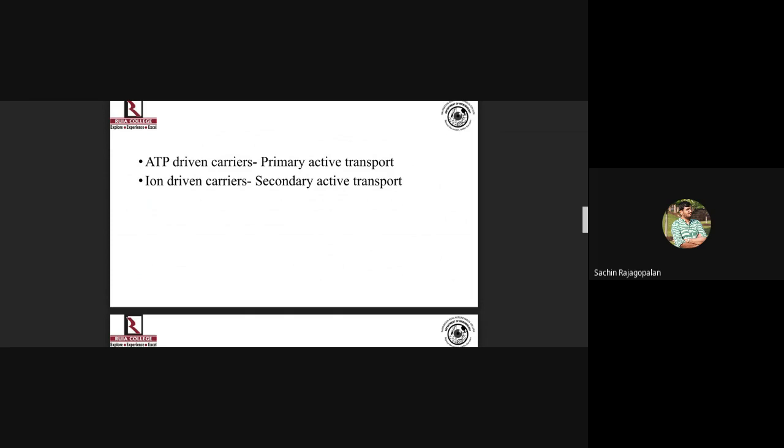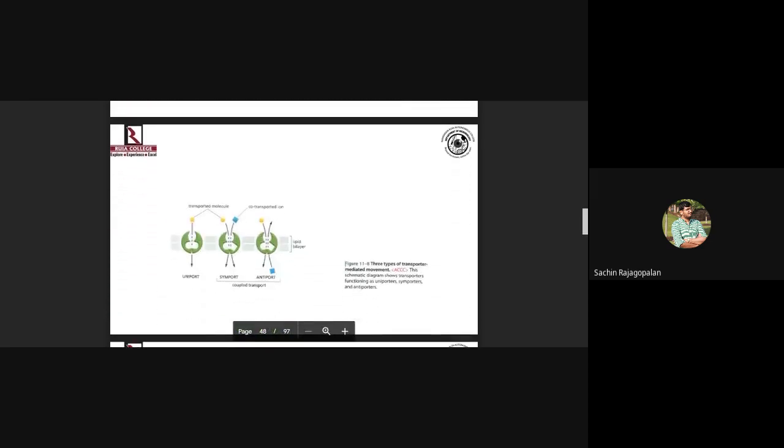So ATP driven carriers are primary active transport because they directly hydrolyze ATP and carry out the transport. Ion driven carriers are those wherein you first create a gradient, generate ATP and use that ATP for transport of your solute. That's secondary active transport, like the lactose example I have already given you.